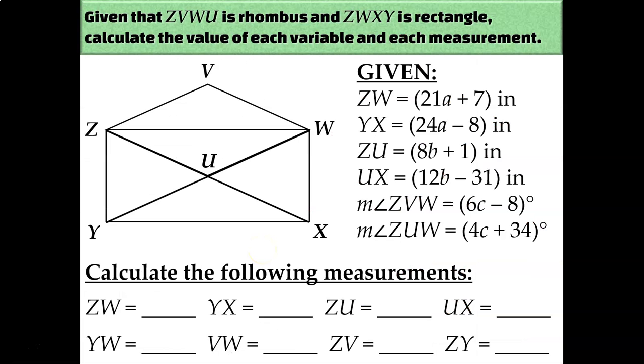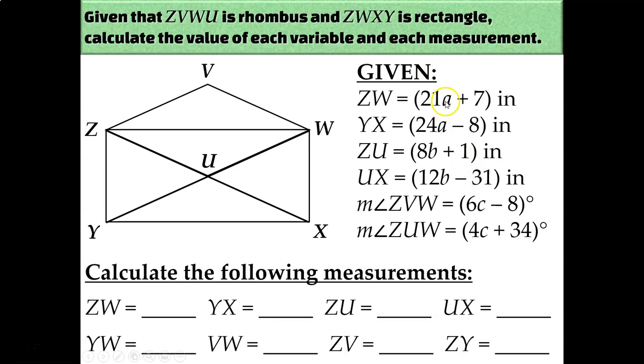So let's look at a diagram that has multiple types of quadrilaterals in it. We're told that ZVWU, so like this top part of this figure is a rhombus, and ZWXY, so this bottom part is a rectangle. And we're told each of these measurements. So let's just take it one variable at a time.